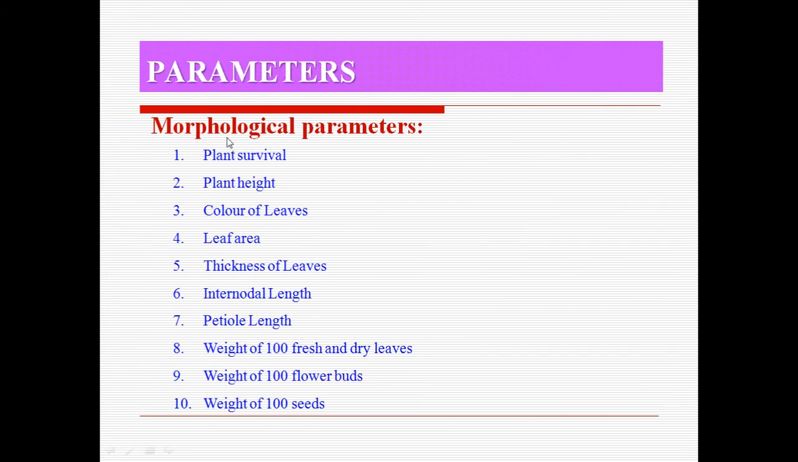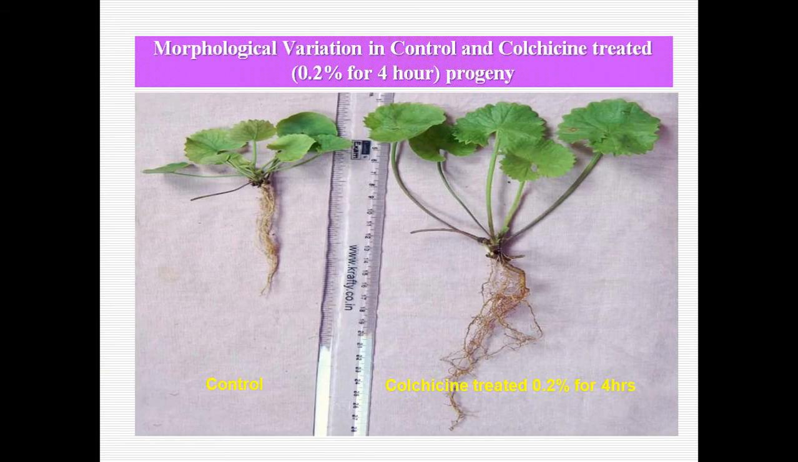In my experiment, these 10 morphological parameters were used in our study for the evaluation of morphological variation between diploid plants and colchicine treated plants. This is the plant size of the control and colchicine treated plant, 0.2% for 4 hours progeny. It is easily observed that there is morphological variation between the control and treated plant.